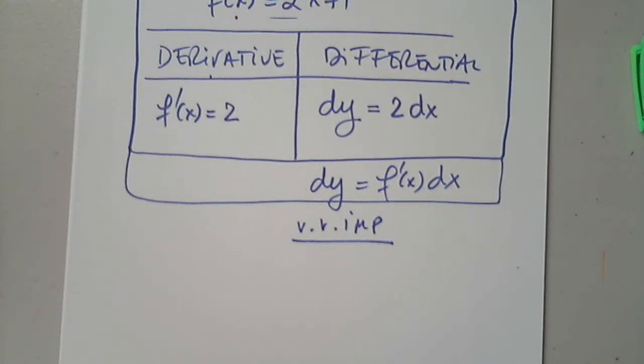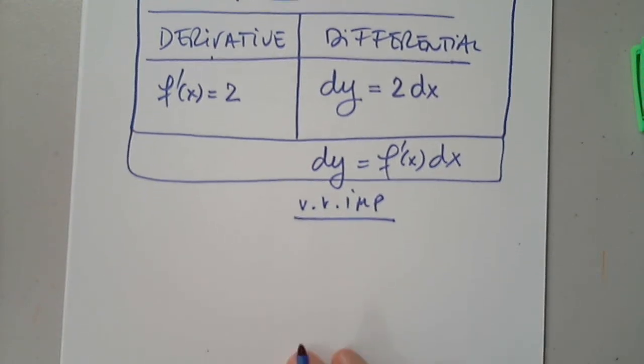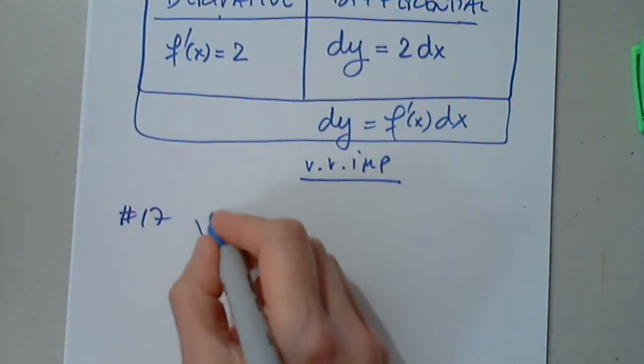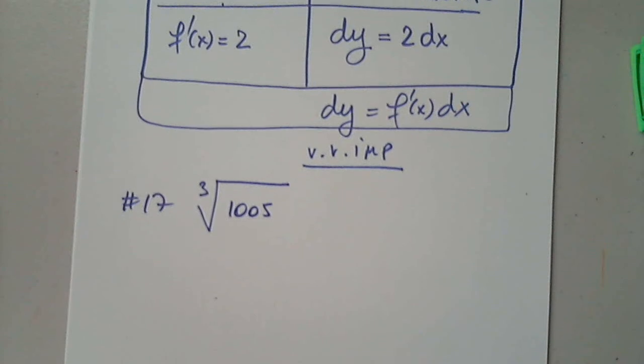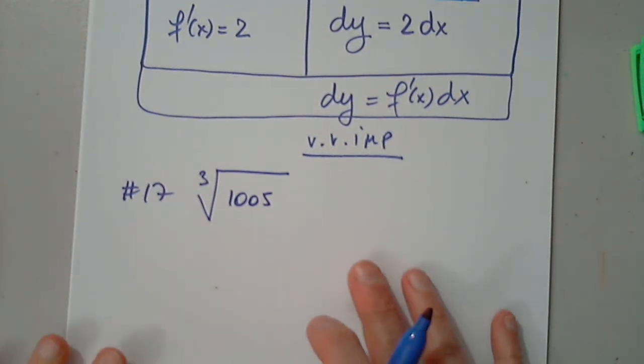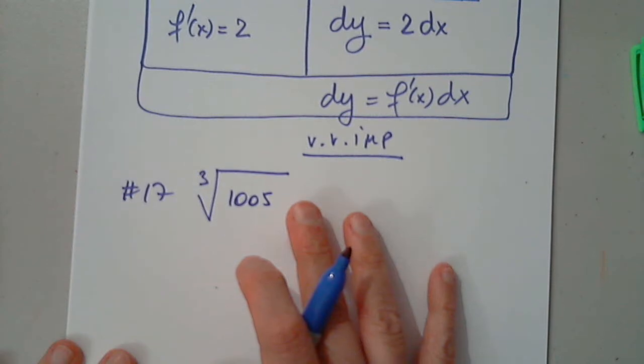Okay, so let's illustrate with a numerical example, and then we're going to look at word problems. We're going to select a word problem. So first, a numerical example. I'd like to look at 13 through 18. Please choose. 17. So let's look at 17. We have the cube root of 1005. Perfect. So we are trying to approximate this.